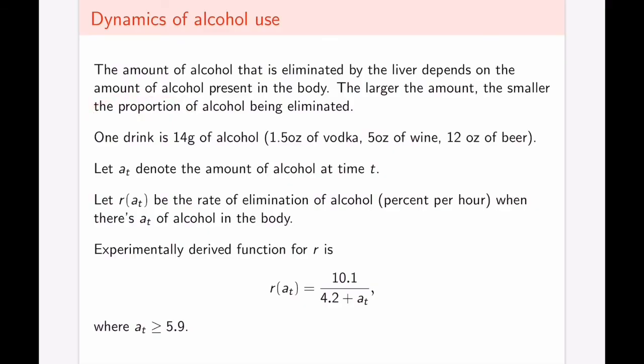We're going to make some assumptions on what we mean by a drink. One drink will be 14% of alcohol, and that is equivalent to 1.5 ounces of vodka or 5 ounces of wine or 12 ounces of beer.